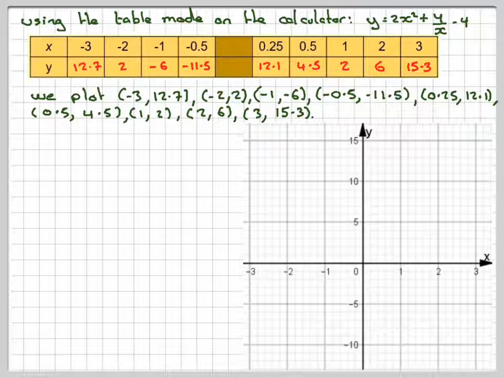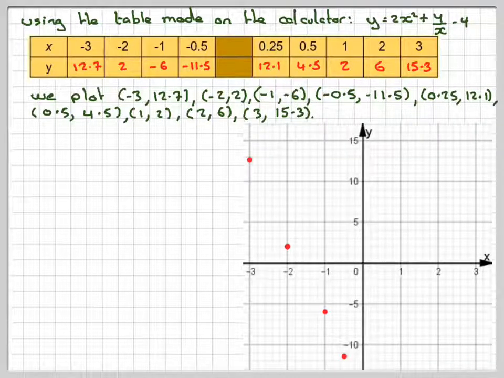Right, so here's the axis. The axis was given, okay. We should work out that each little square here is going to be 0.2, and each little square on here is going to be 1. So putting in the values, we've got minus 3, 12.7, so it's nearer to 13 than 12. Minus 2, 2, that's quite easy to plot. Minus 1, 6. Minus 0.5, minus 11.5.